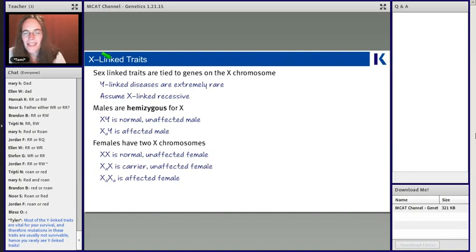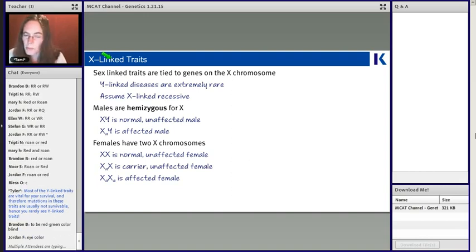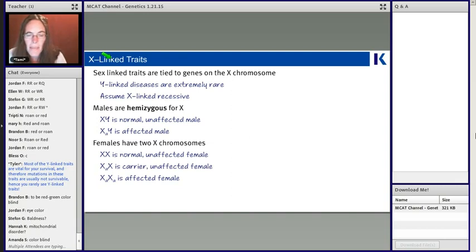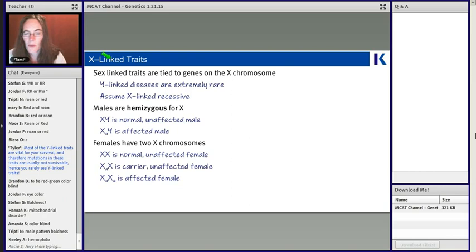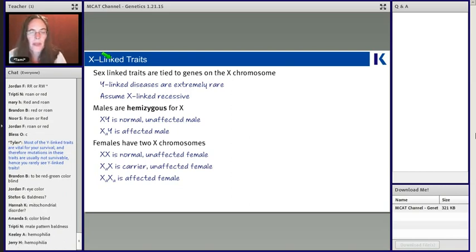That means it's easier for males to have the trait. Give me some X-linked traits that we see all the time. There are three that I can think of that are very, very common. Color blindness, absolutely. Male pattern baldness, and the other one, hemophilia. Those are the three that we see over and over again. So color blindness, male pattern baldness, there's a reason we call it male pattern baldness, and hemophilia.